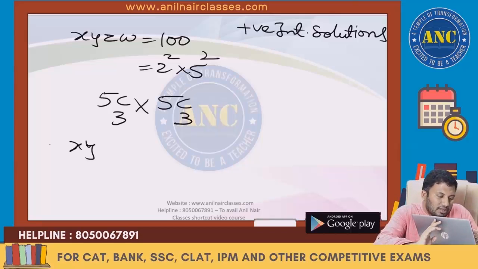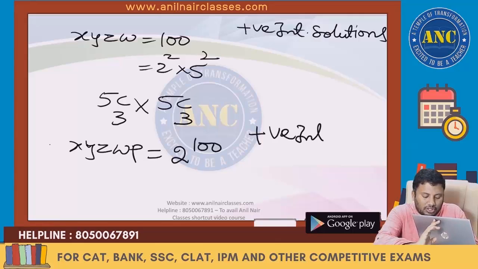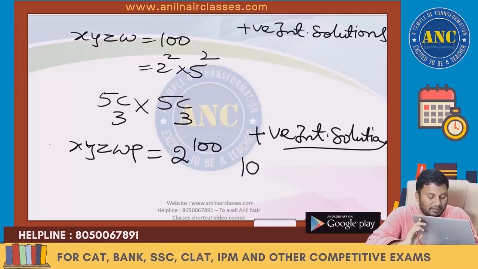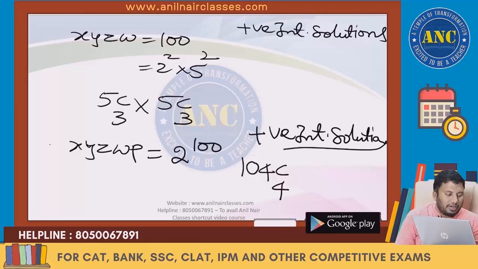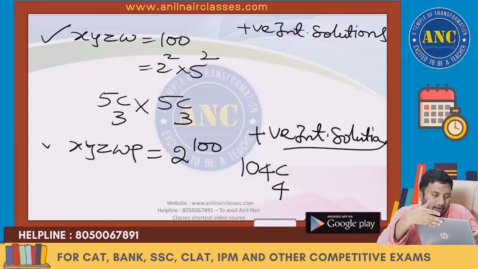Suppose the question is x y z w p equivalent to 2 power 100. How many positive integral solutions? These are nothing but 100 plus 5, 105, so 104 C4. Idea clear. How to write the answer? 100 plus 5, 105. 105 balls are there. So the answer is 104 C4. Idea is clear here.